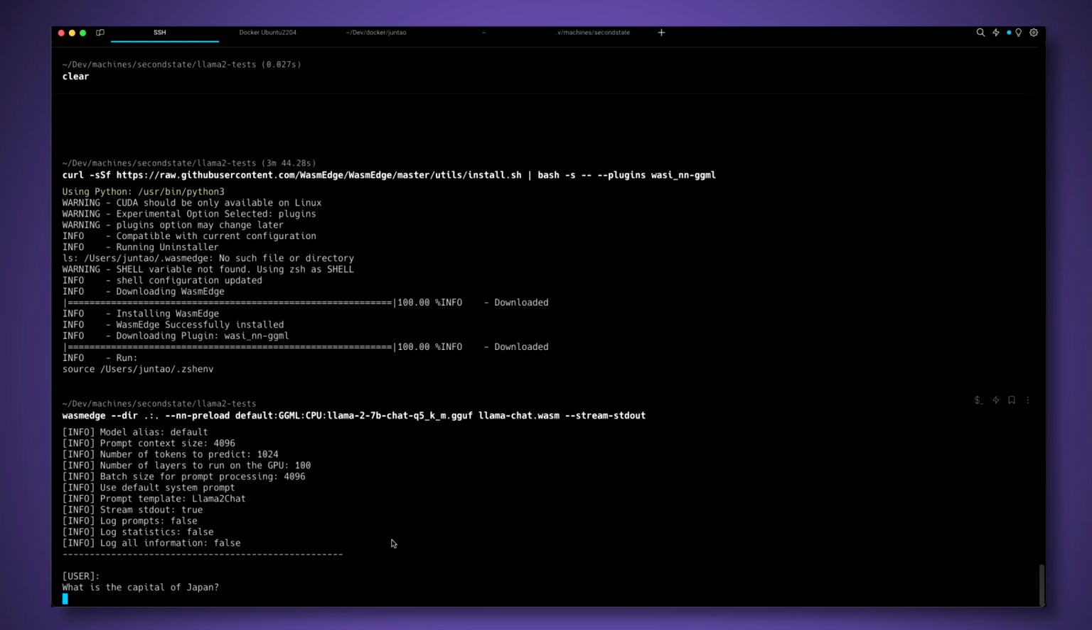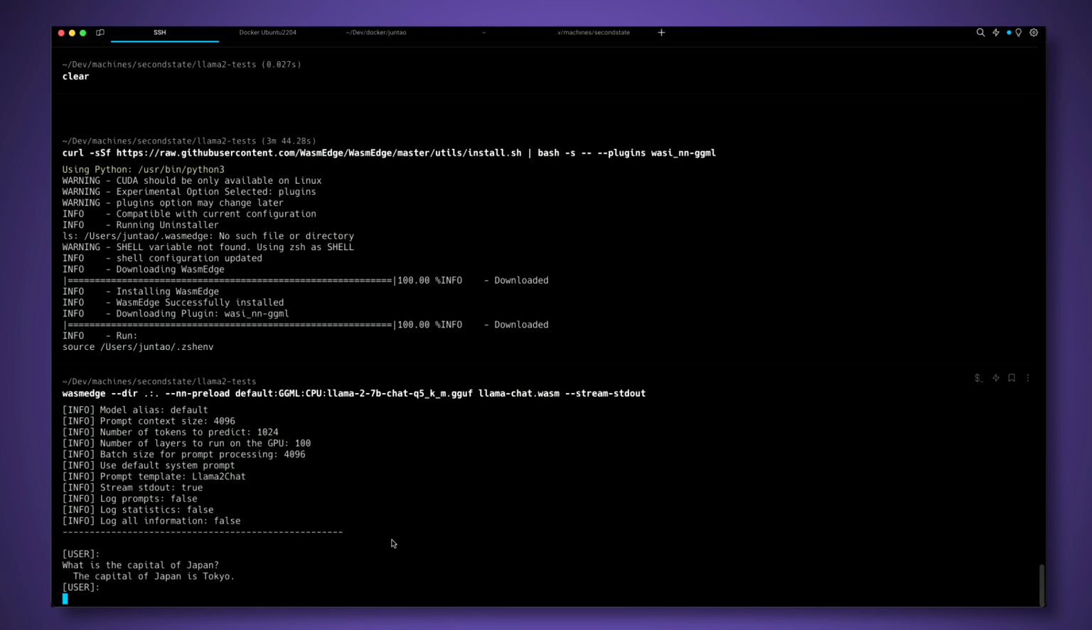It takes a minute, because the model is like 5 gigabytes, so it takes a little time for it to get the model. Now you can see the answer: the capital of Japan is Tokyo. Correct. Yes. What about the U.S.?